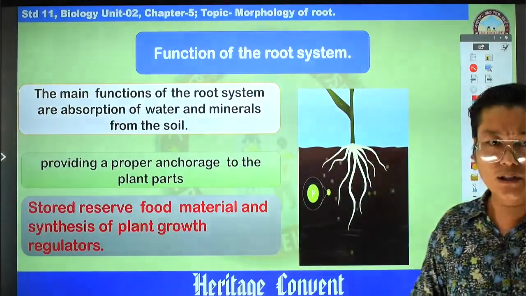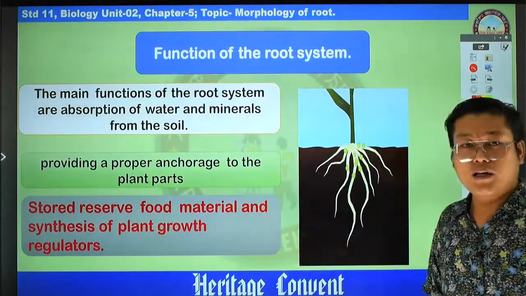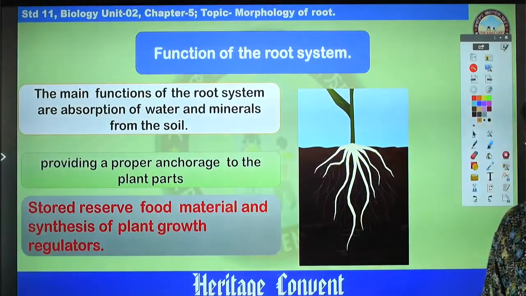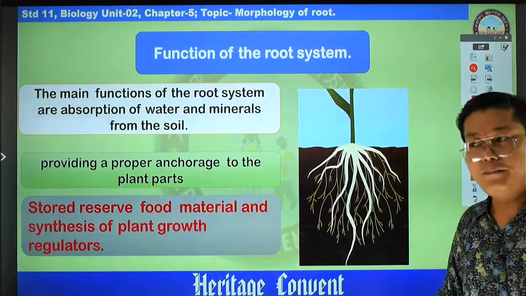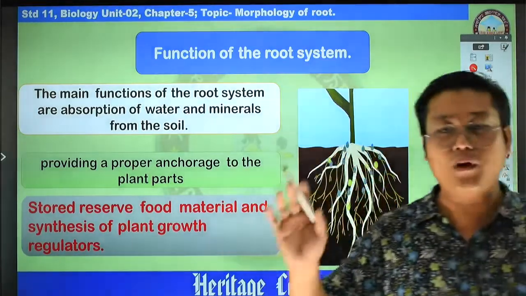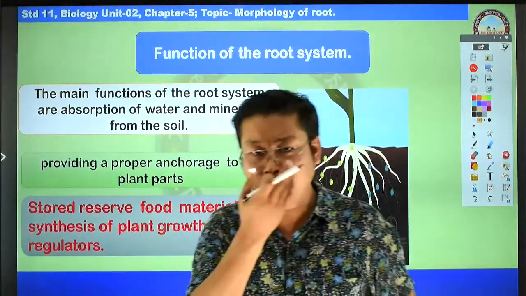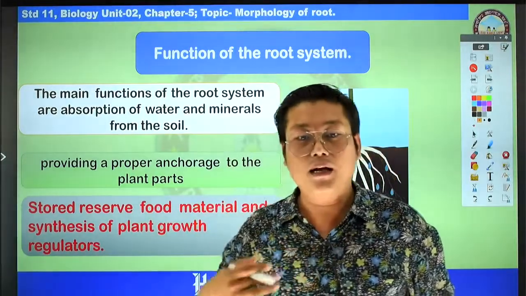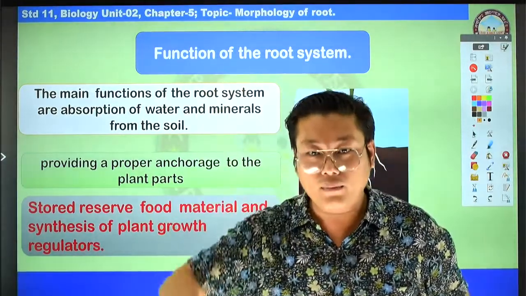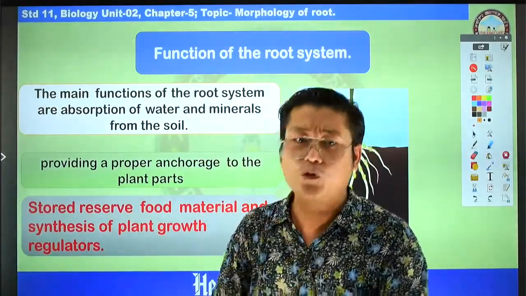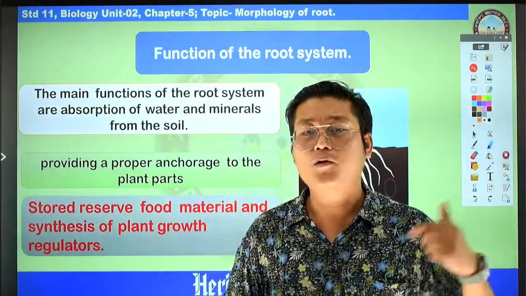Okay, the last point: storage of reserve food materials and synthesis of plant growth regulators. The plant hormones, the growth regulators, and food synthesis.